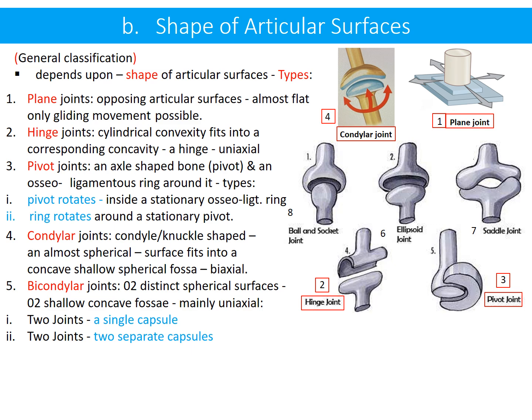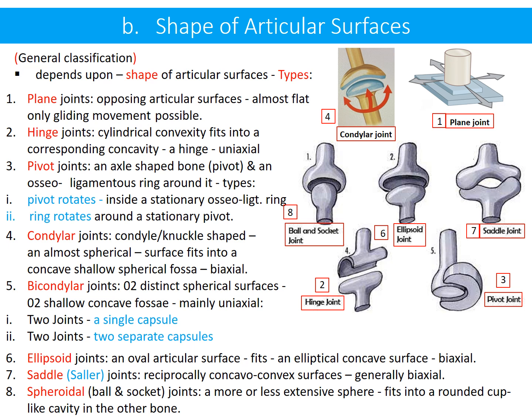Fourth group are the condylar joints, in which a condyle or knuckle-shaped structure, almost spherical in shape, fits into a concave, shallow spherical fossa. Number five, bicondylar joints. Two distinct spherical surfaces fit into two distinct shallow concave fossae. These could be again of two types. In the first one, both the joints are present within a single capsule, whereas in the second variety, two separate capsules are present covering the two separate joints.